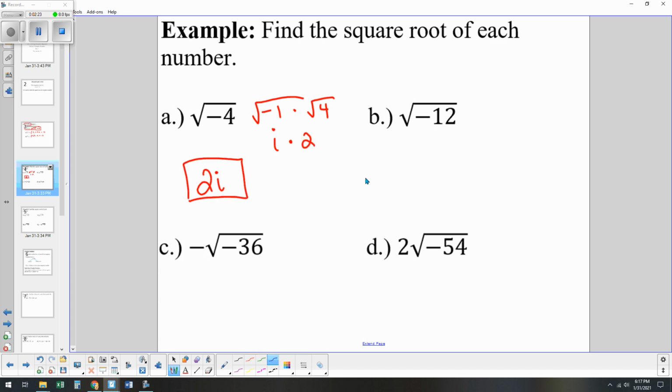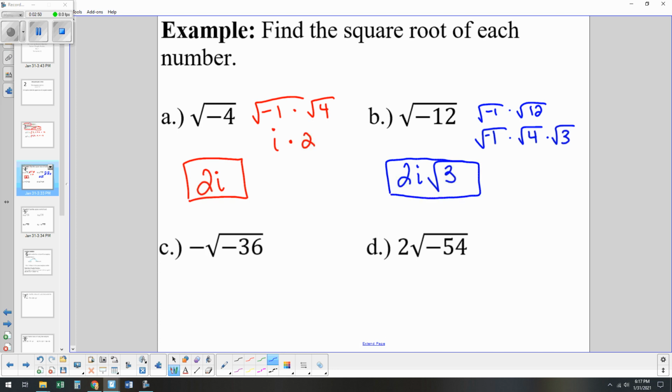All right, if I look at B, 12 is really -1 times 12, and then I could break 12 further into 4 times 3. So 3 is not going to be able to be touched, right? I don't have a square root of 3 as a rational number. But this is i, and this is 2, so 2i will go out front, and 2i radical 3 would be our answer.